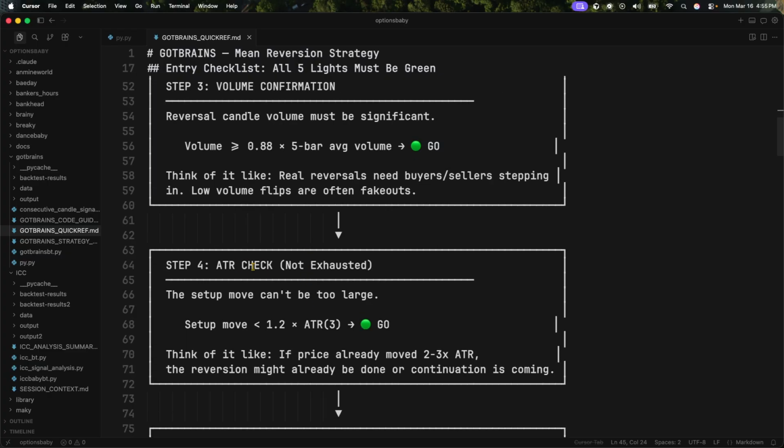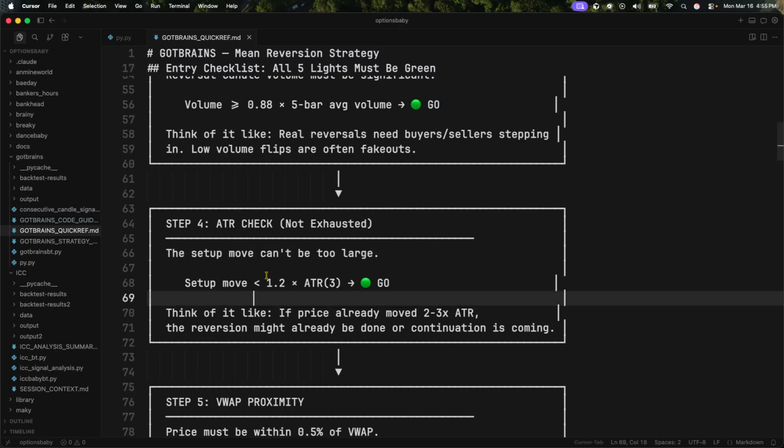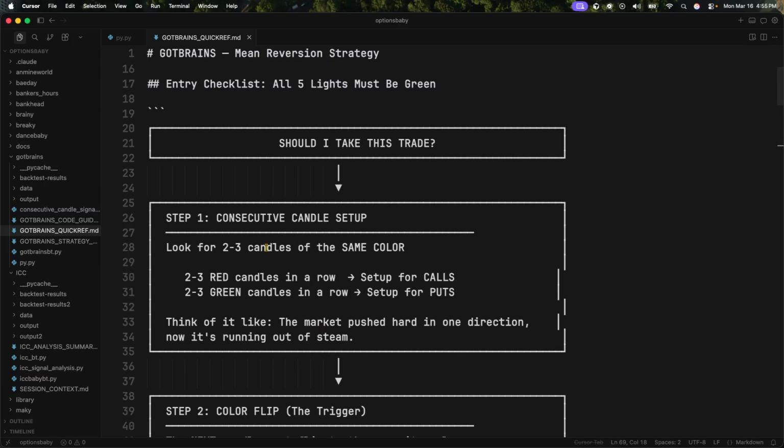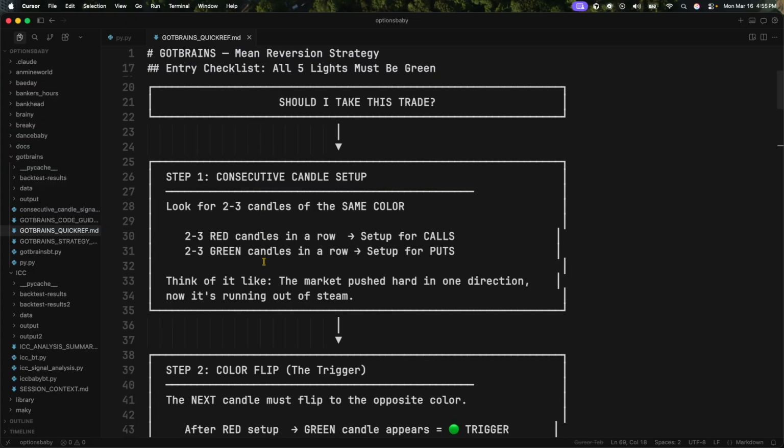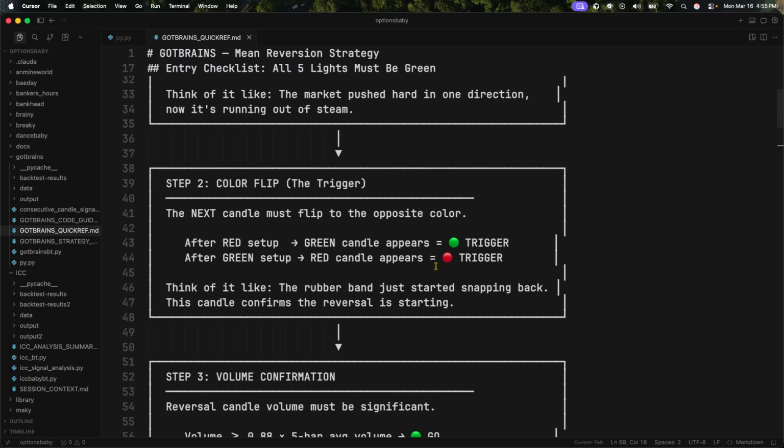And then we're going to be using ATR. The reason I'm using ATR, which is the average true range, is that it allows us to gauge if the strategy has velocity, if the strategy has vigor behind it, right? So we want to make sure that the move is not exhausted and that the move can't be too large, right? So what I'm saying is, this is step one. We're going to be looking for 2 to 3 candles in a row, right? We see 2 red, that's set up for a call, 2 green, that sets up for a put, right?